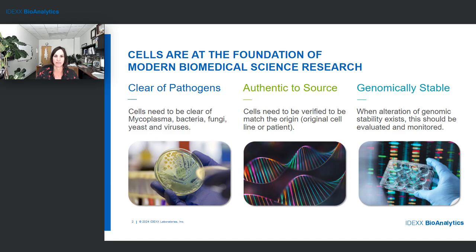For our webinar today, I'm going to start off with the goal of emphasizing 3 cell health diagnostics to enhance study validity. The first is that cells should be clear of pathogens for proper study outcomes. In this area, I'm going to include mycoplasma, bacteria, fungi, yeast, and viruses. Number 2, cells need to be verified by some molecular method to match the origin, and that is either the original cell line or the original patient donor. And 3, cells need to be determined to be genomically stable, especially when we talk about stem cells, which we'll get to a little later.